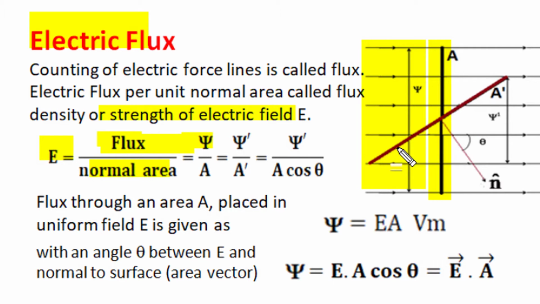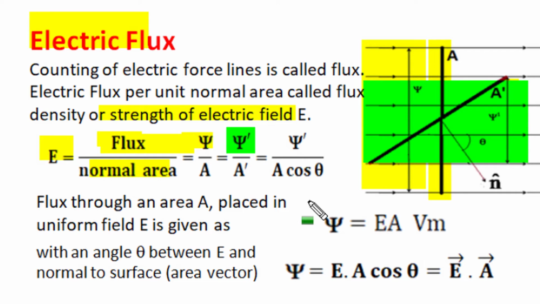And if the same area is tilted by an angle theta, then flux passing through this new tilted position shown by this green highlight gets reduced to a new figure psi dash, and now flux per unit normal area, that is A dash or A cos theta. This angle is theta, this projected normal area is now A cos theta. A cos theta is reduced by the same amount as flux has reduced, and we found that in similar electric force lines distribution, density of force lines or the strength of electric field is same whether area is placed normal or with an angle theta.